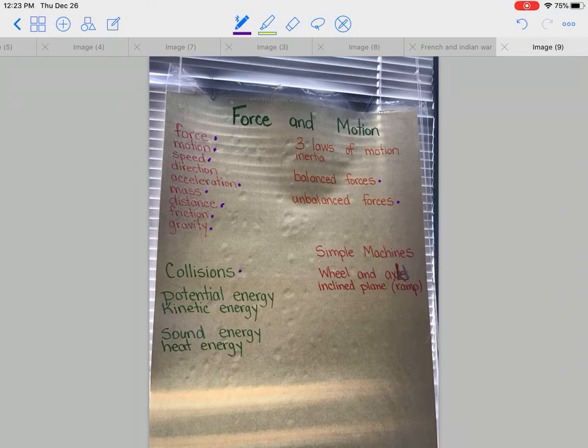Collisions is where 2 objects hit. Usually the object with more mass is going to create a bigger difference, and when most objects collide, they're going to bounce back.